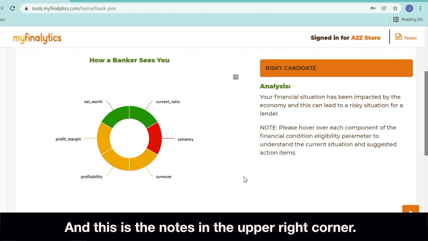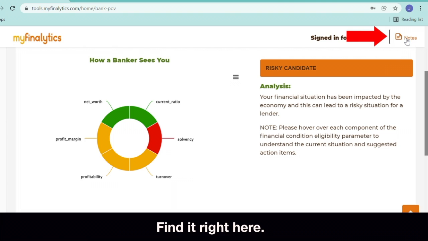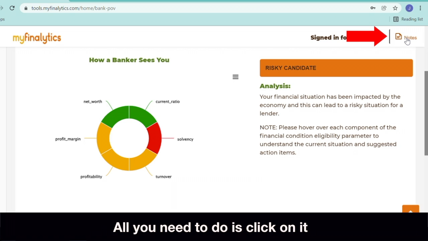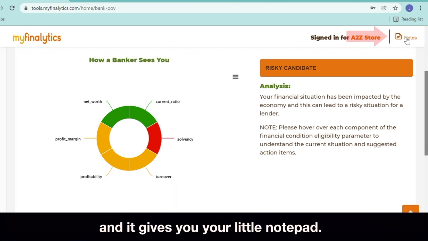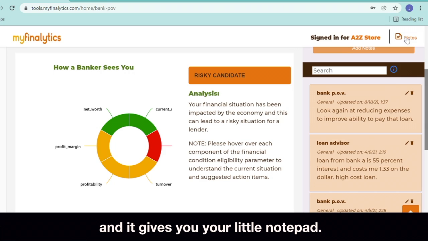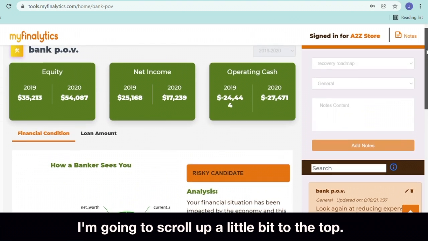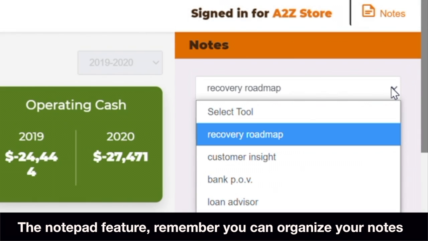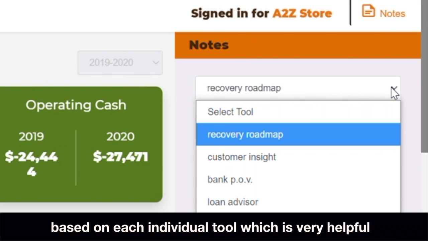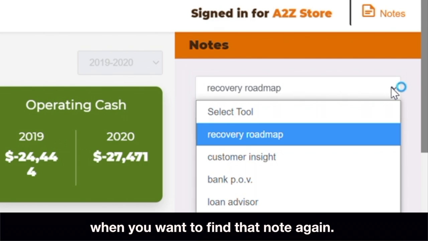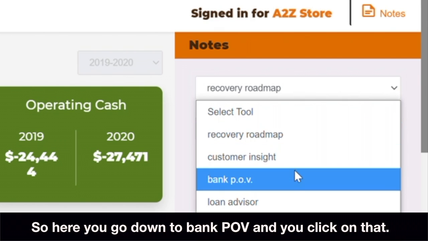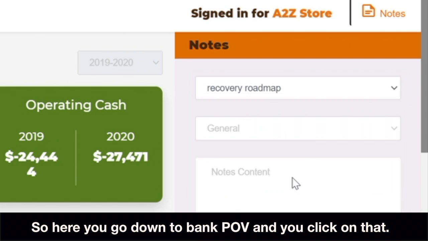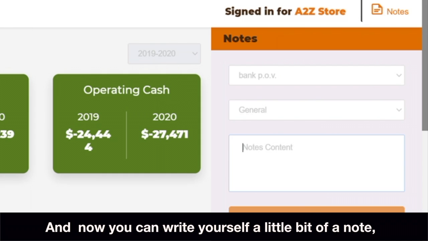And this is the notes in the upper right corner. You find it right here. All you need to do is click on it and it gives you your little notepad. I'm going to scroll up a little bit to the top. The notepad feature, remember, you can organize your notes based on each individual tool, which is very helpful when you want to find that note again. So here you go down to Bank POV and you click on that. And now you can write yourself a little bit of a note.